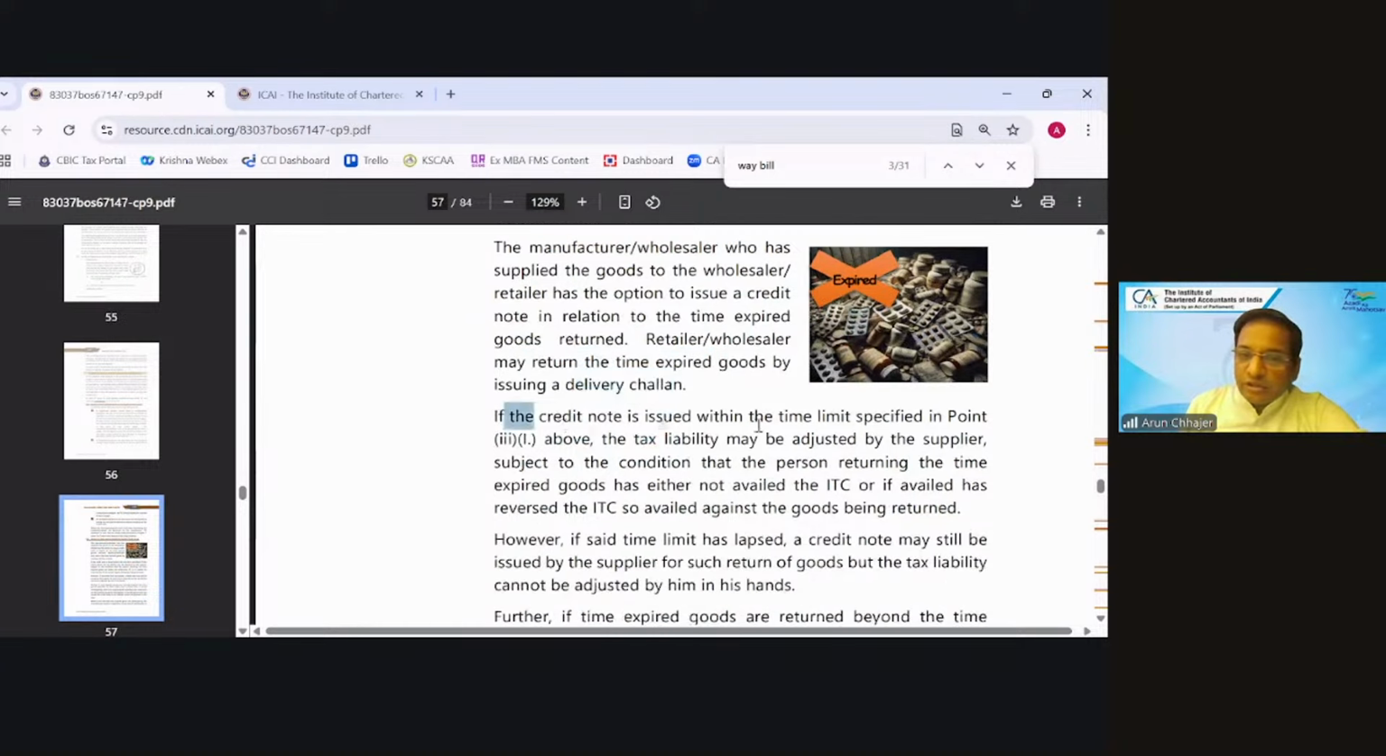If the credit note is issued within the time specified in the law, which we have discussed, the tax liability may be adjusted by the supplier. What is the time limit? 30th November following the end of the financial year or annual return, whichever is earlier. Is that the time limit to issue? No. We have discussed that is the time limit to declare the credit note.